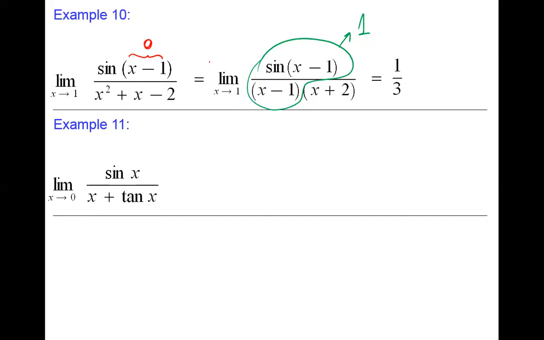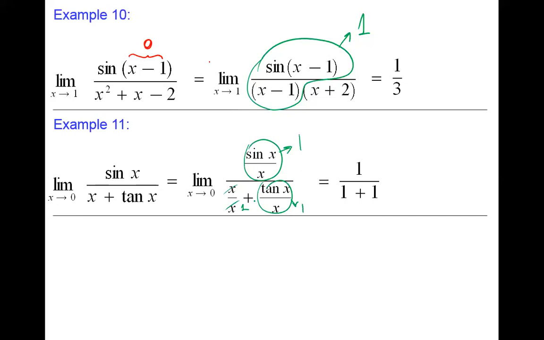That means I will divide each of these terms by x. Sine of x over x, x over x, tan x over x. Because I can multiply and divide the denominator and numerator by the same number, the same expression, I'm not changing anything. Okay, and now we can nicely see sine of x over x as x goes to 0, this is 1. This is 1 also, and this is 1. 1 plus 1, 2, 1/2.